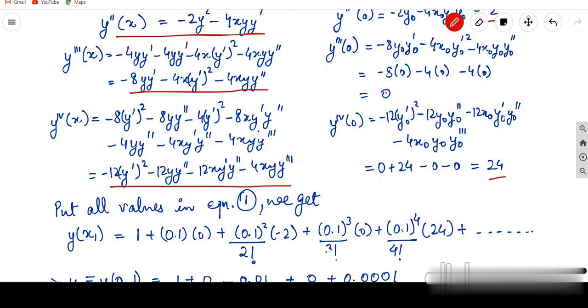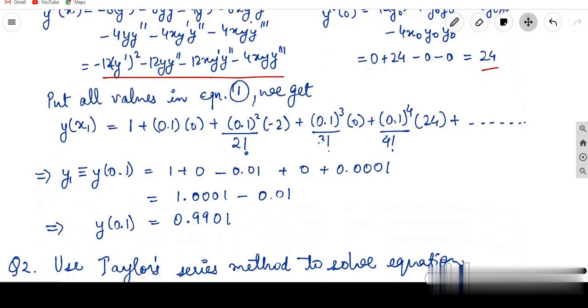Now, using all these values and substituting it in the first equation that we have written above, the Taylor series expansion, I'll get 1, that is y naught, plus 0.1 into y naught dash, plus 0.1 whole square by 2 factorial into y naught double dash, and so on. Calculating these values after addition and subtraction, I am getting y at 0.1 is equal to 0.9901. So this is how we could calculate the value of y at 0.1.